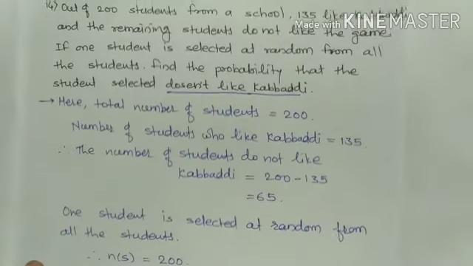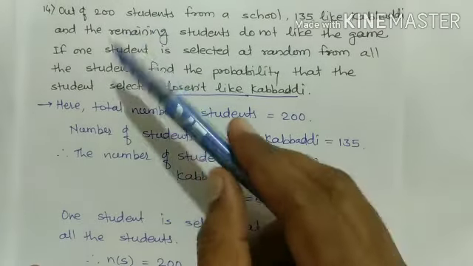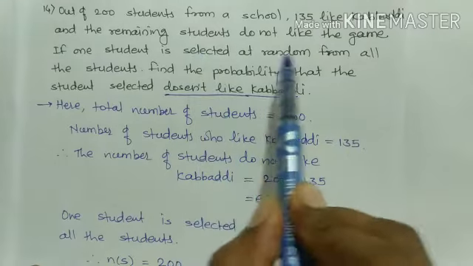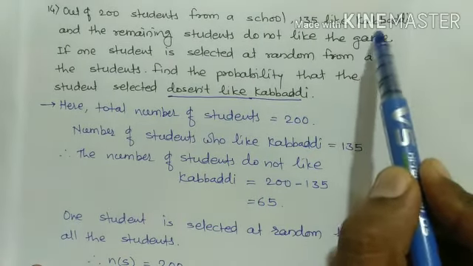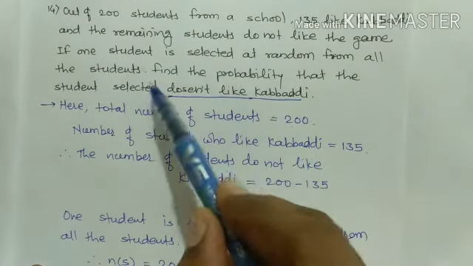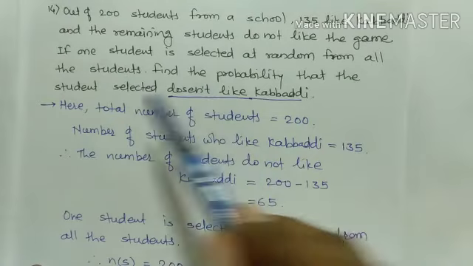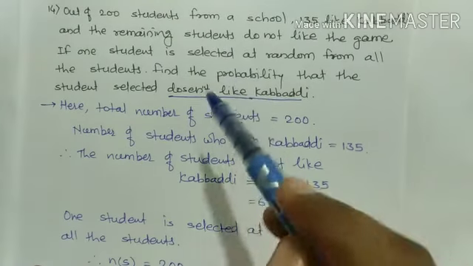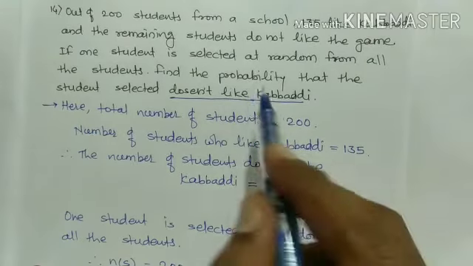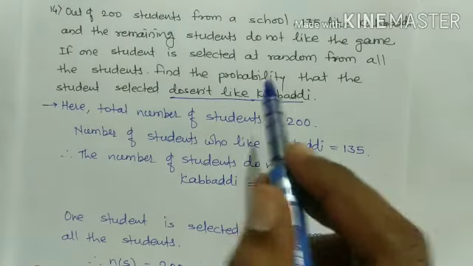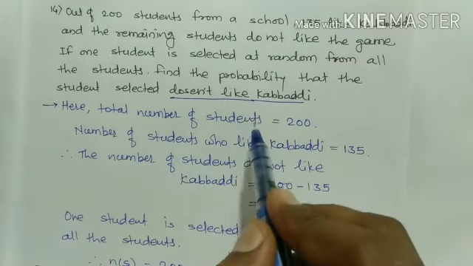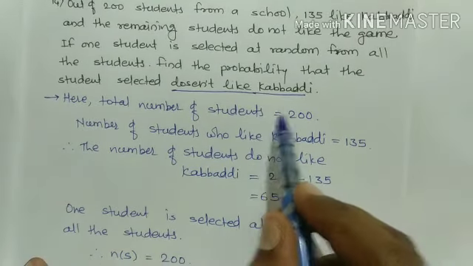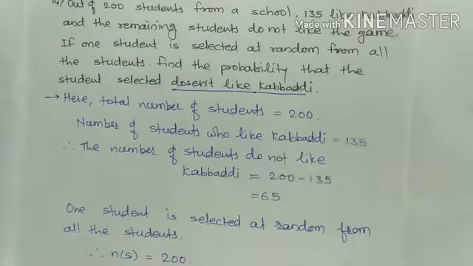In this example, it was a slightly different example: the total number of students was not given directly, but it was given as out of 200 students from a school. 135 like kabaddi and the remaining students do not like the game. Which game? The given game, that is kabaddi. If one student is selected at random from all the students, this is the random experiment. Now we have to find the probability that the student selected doesn't like kabaddi. This is the event. That means we must understand from the example which is the random experiment and which is the event whose probability we have to find. For that, it is necessary to read the example so that it is properly understood, and to understand the conditions in it, so that we can write the events and find their probability.